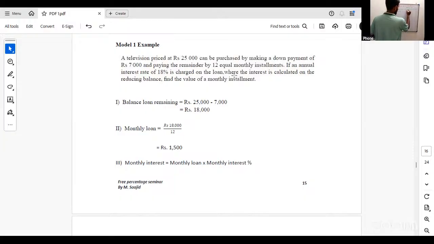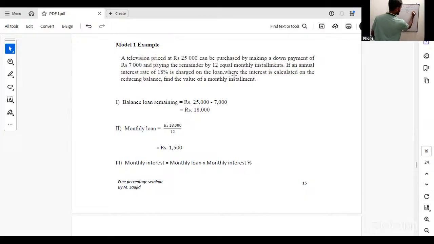So what's the answer for 18,000 divided by 12? Sorry, 12 divided by 6 is 3, and 18 divided by 6 is 3. So you can divide both by 6, which gives 3 and 2.